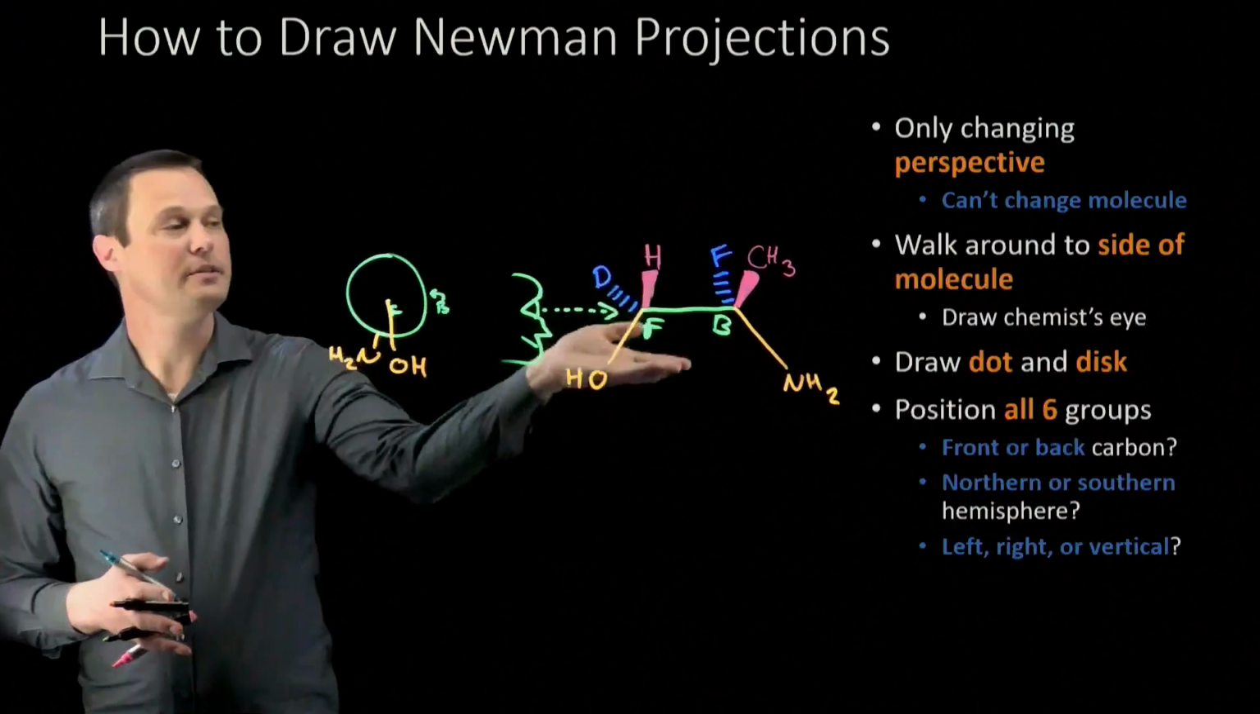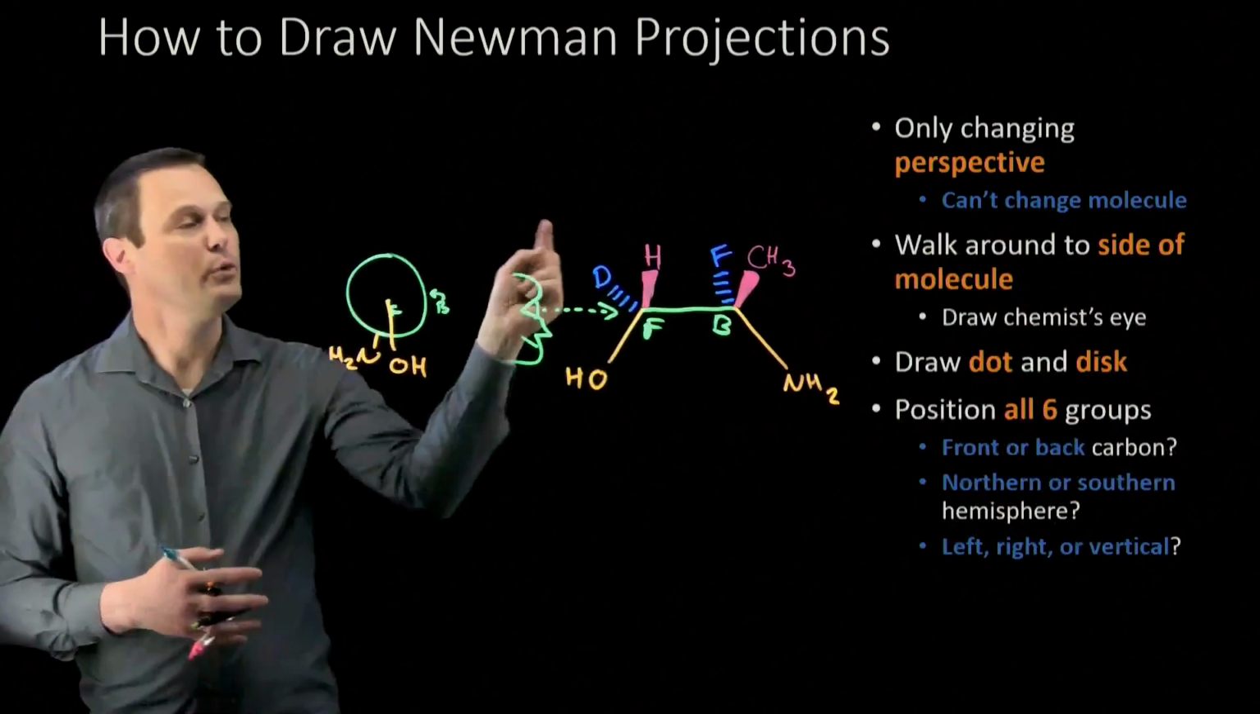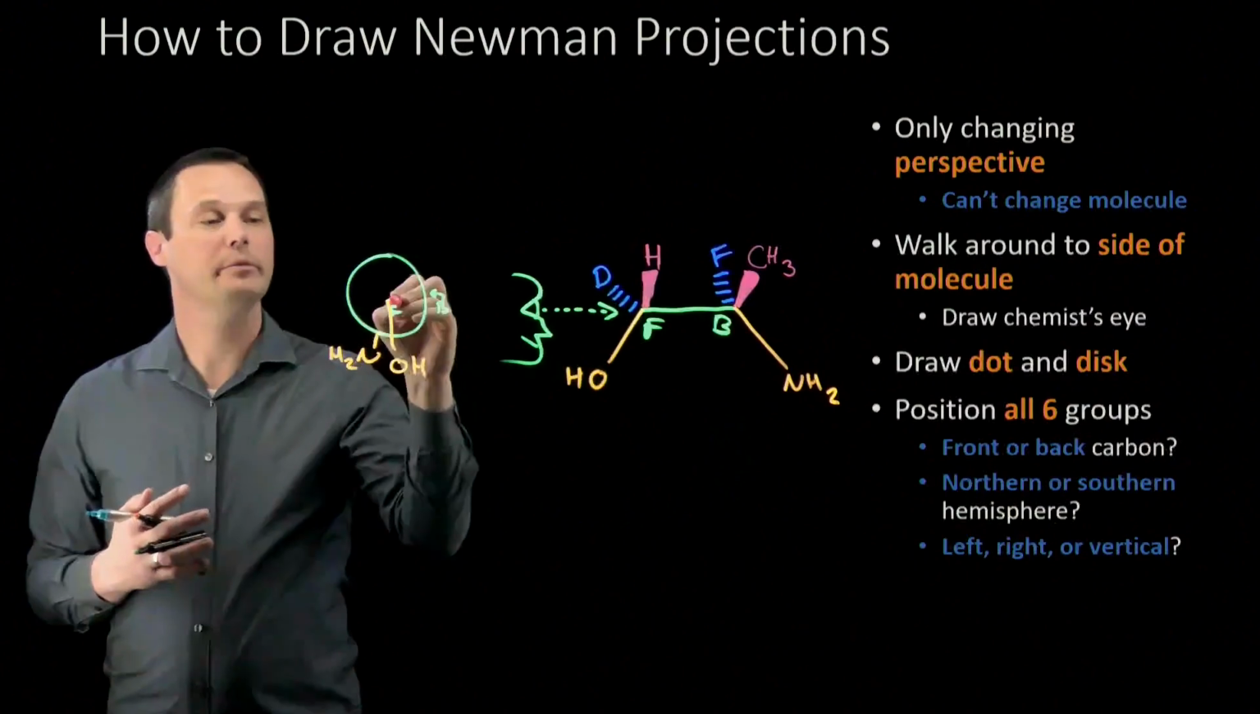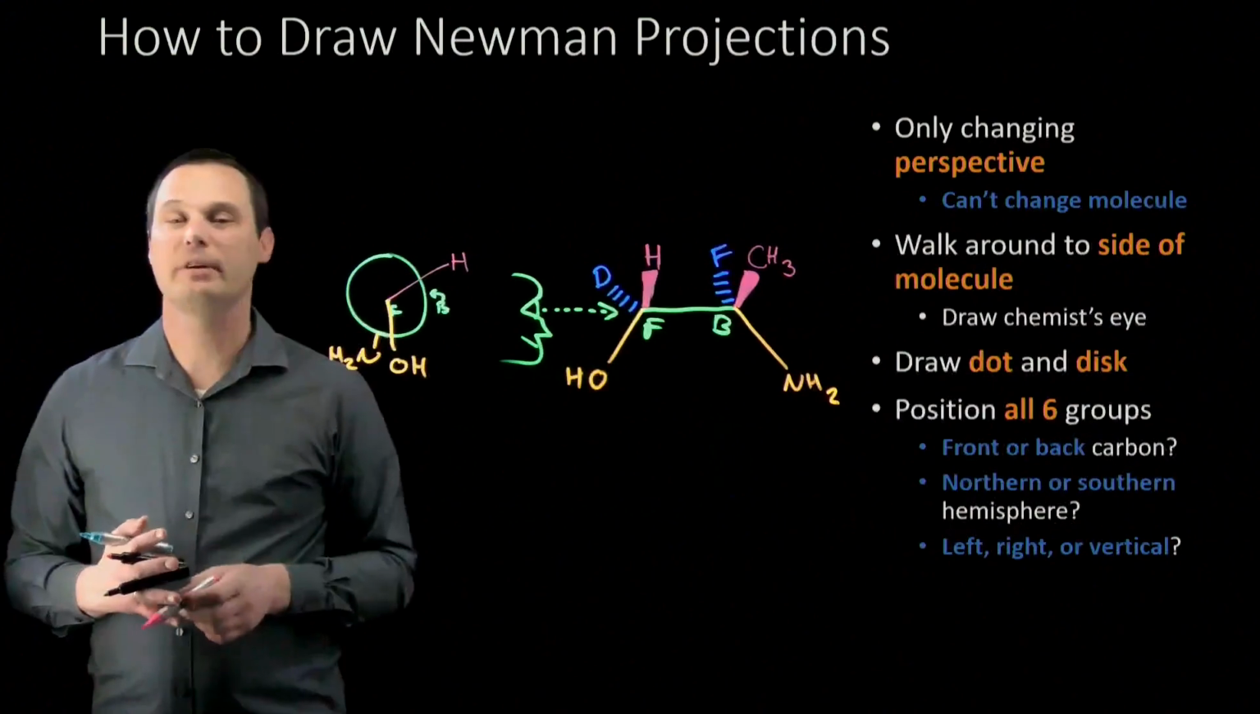Next, we'll look at this hydrogen. It's in the northern hemisphere. It's attached to the front carbon. It's pointed towards you, so when I look at it from the side, it's going to be on your right side, so it will be on the right side of the Newman projection in the northern hemisphere, attached to the front carbon of the Newman projection.